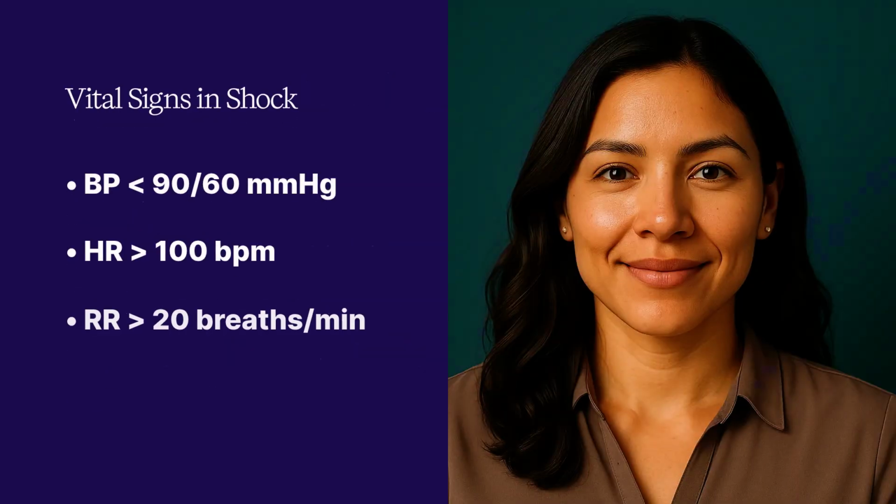Let's focus on specific vital signs you'll see in shock. Typically, blood pressure drops below 90/60 mmHg, heart rate increases above 100 beats per minute, respiratory rate exceeds 20 breaths per minute, and oxygen saturation may fall below 94%. Temperature changes can vary depending on the shock type and stage. These numbers are crucial indicators that help us identify shock early.